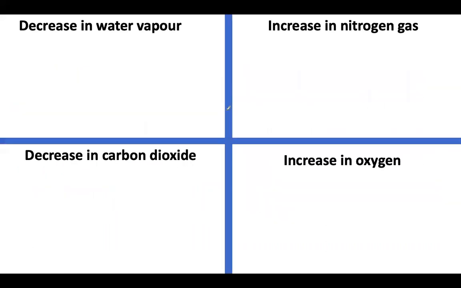Your little activity here I want you to do is just get a piece of paper, split it up into 4 sections, write down the 4 headings, and then just jot down the things that happened to cause a decrease in water vapor in the atmosphere, an increase in nitrogen gas in the atmosphere, a decrease in carbon dioxide. There are quite a few for this one, and an increase in oxygen. Just pause the video while you do this. Okay, ready and pause.